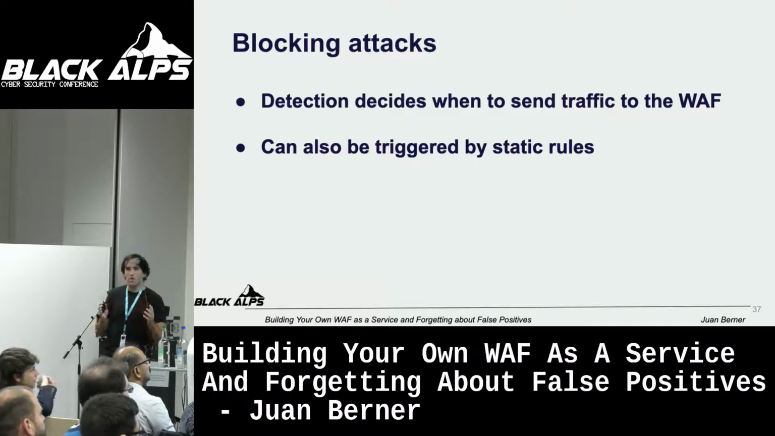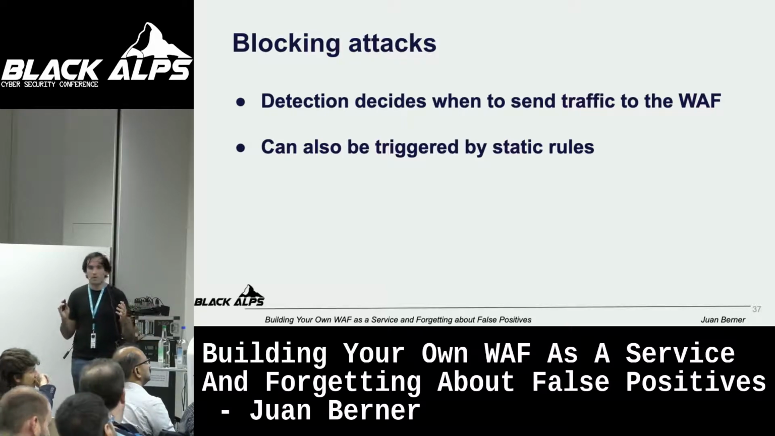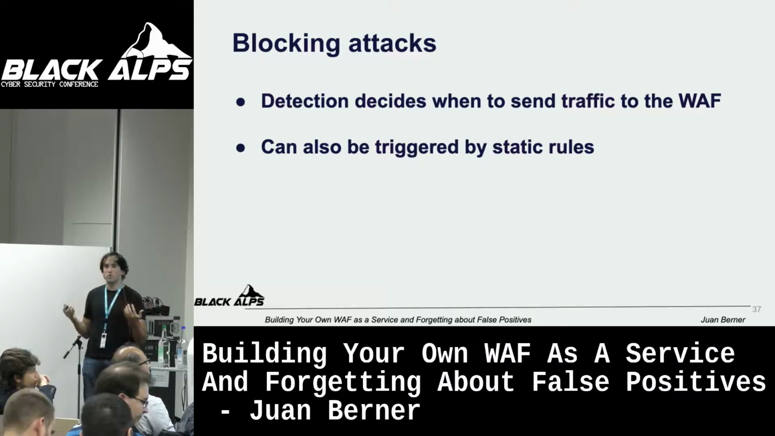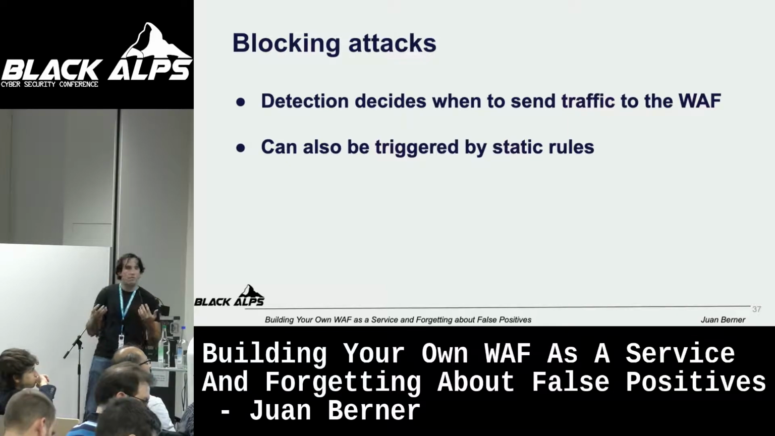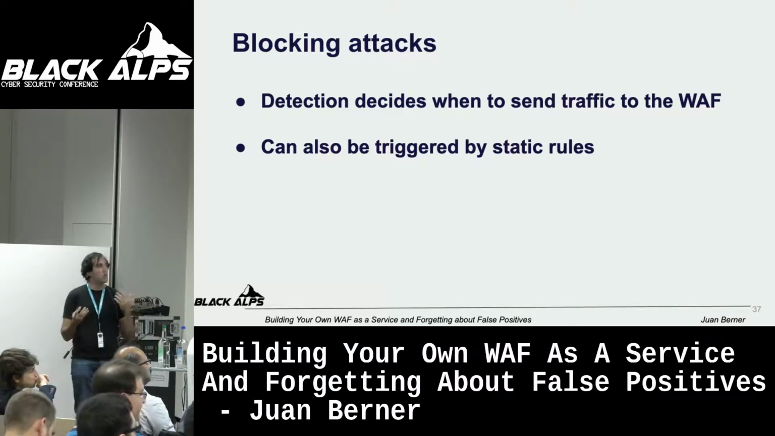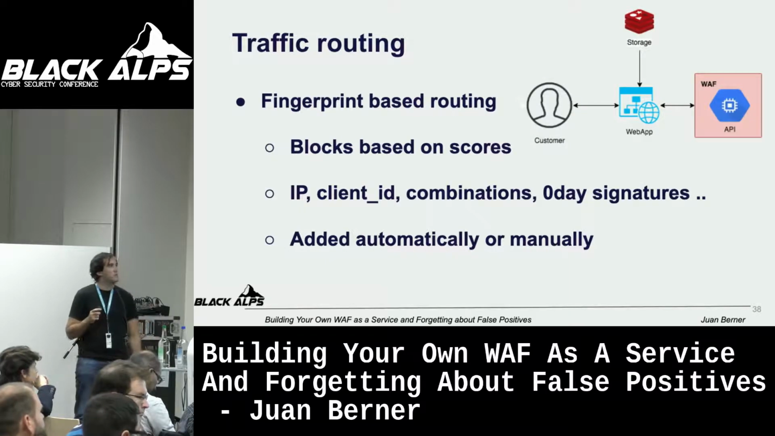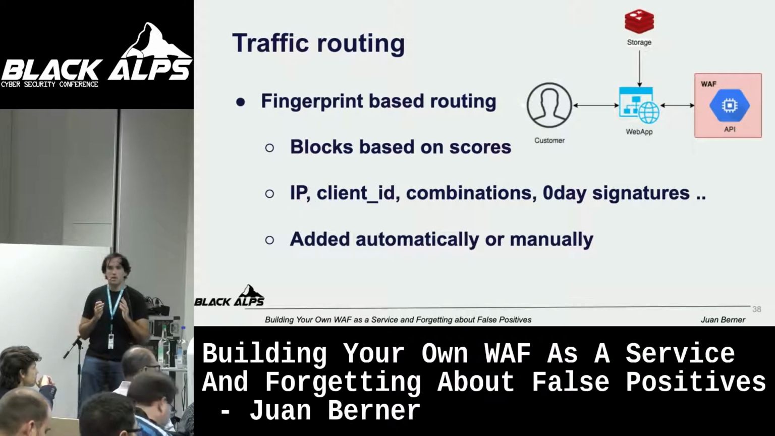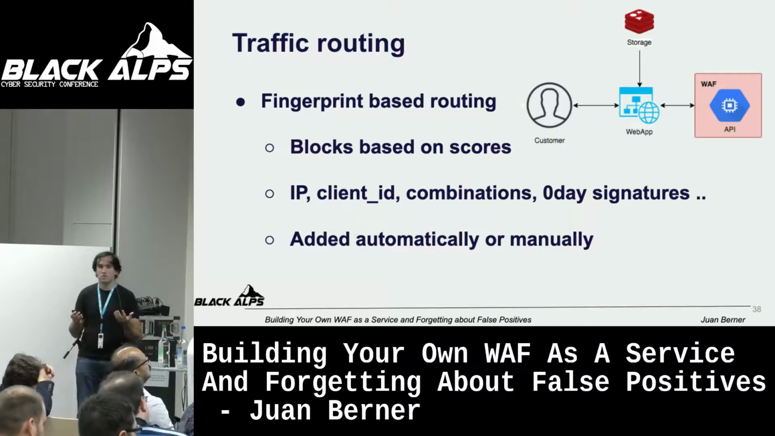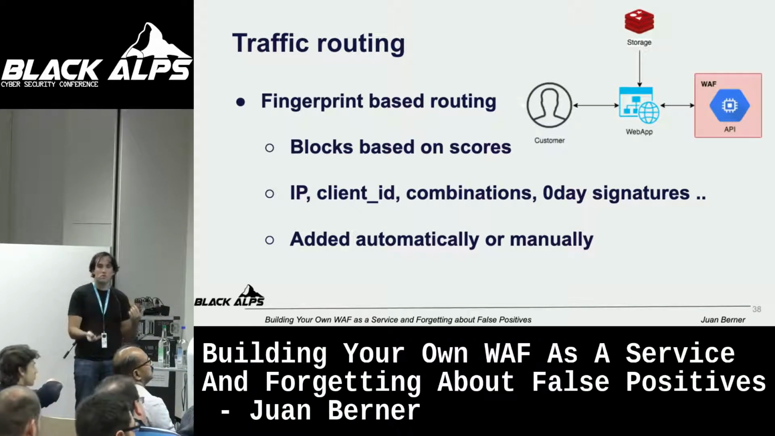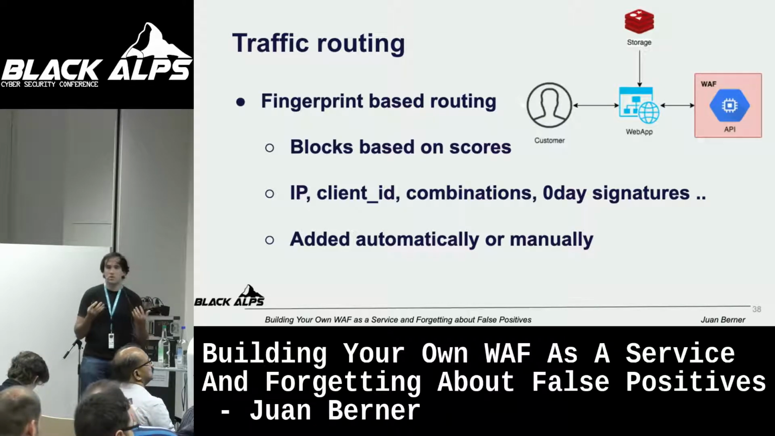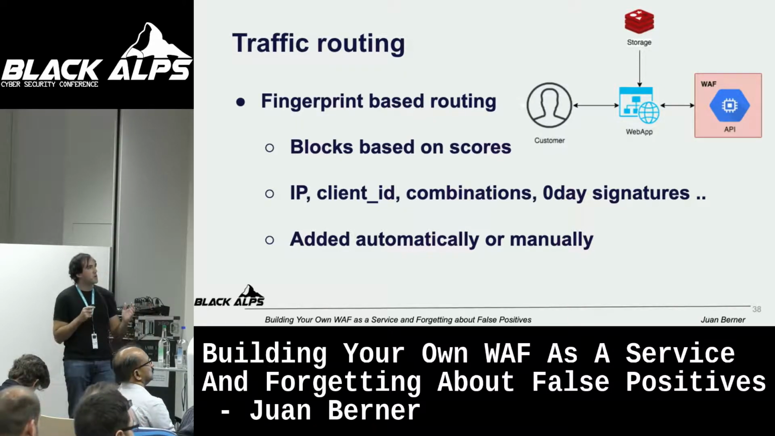So for now, I covered pretty much the high-level overview and how you can have multiple capabilities on the same product. But one of the key things is how do we block attacks? And also we don't want to block regular customers. So the way that we can do this is by doing traffic routing. So we are not doing inline, we're not doing out of band, we're trying to do something in the middle. So this is what I call fingerprint-based routing.